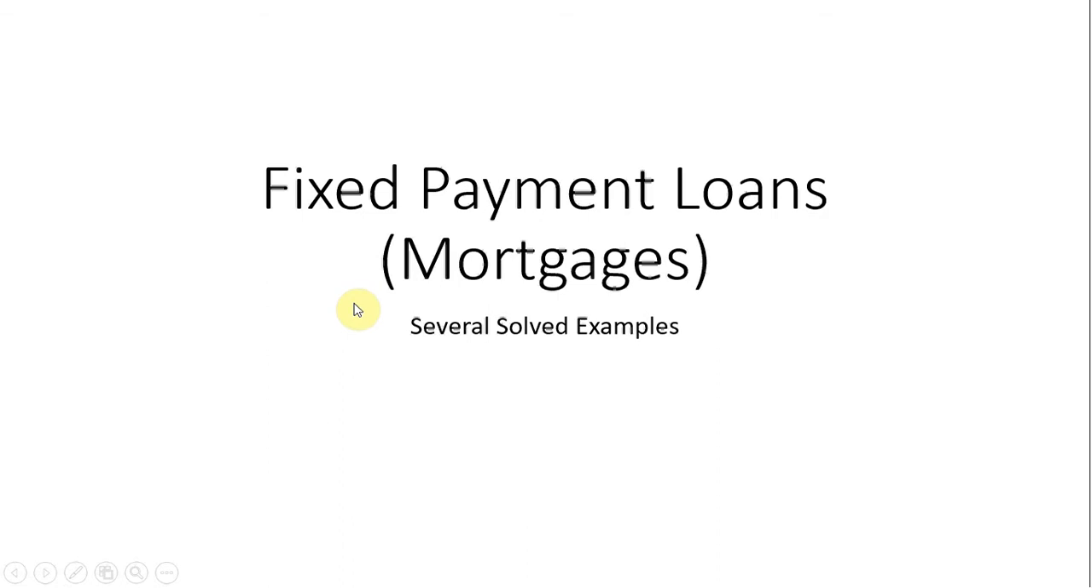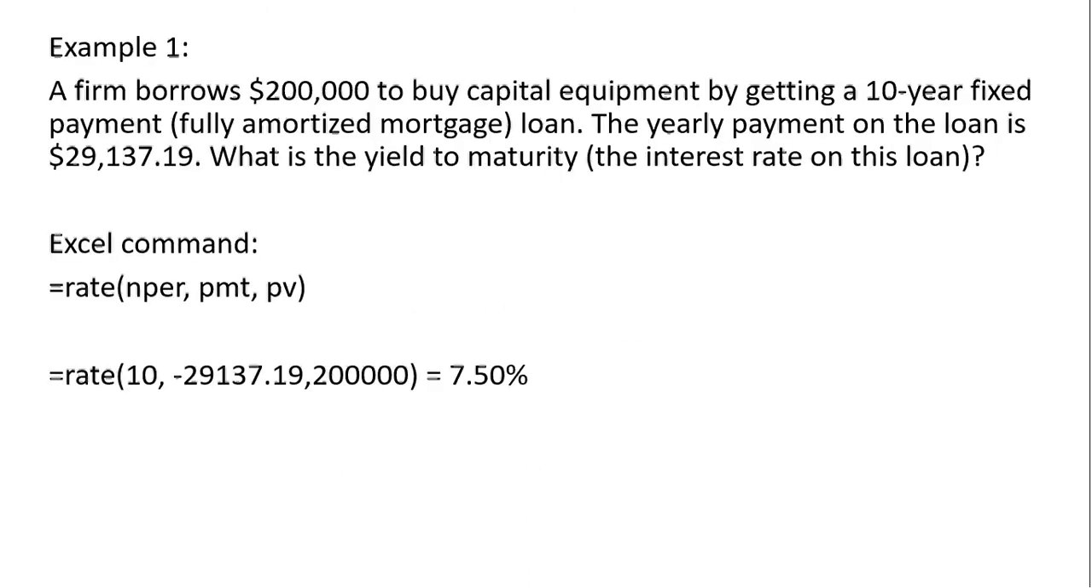In this video, I'm going to solve a number of problems that deal with fixed payment loans or fully amortized mortgages. Example 1. A firm borrows $200,000 to buy capital equipment by getting a 10-year fixed payment fully amortized mortgage loan. The yearly payment on the loan is $29,137.19. What's the yield to maturity or the interest rate on this loan?